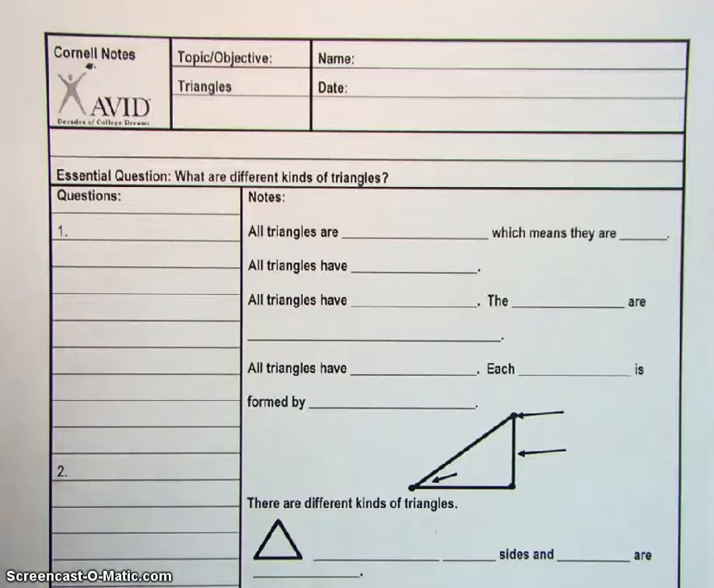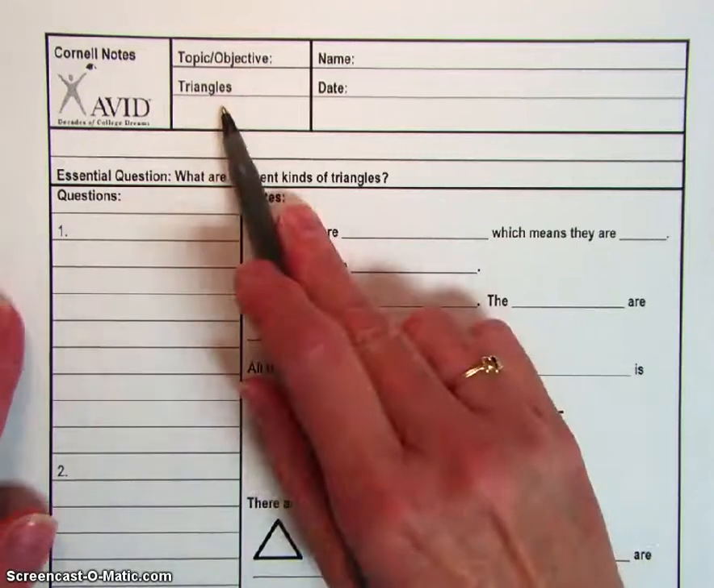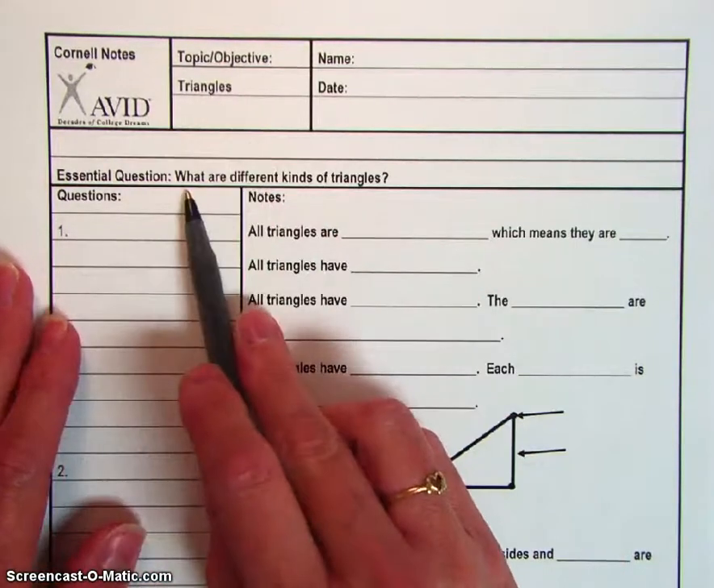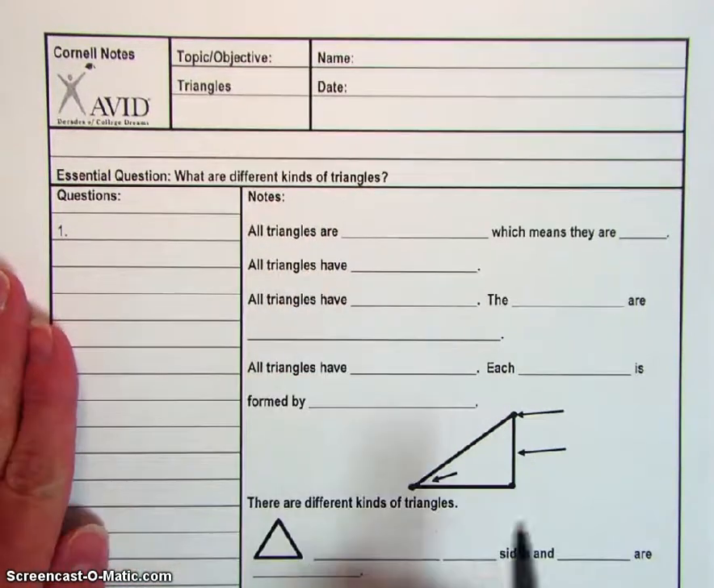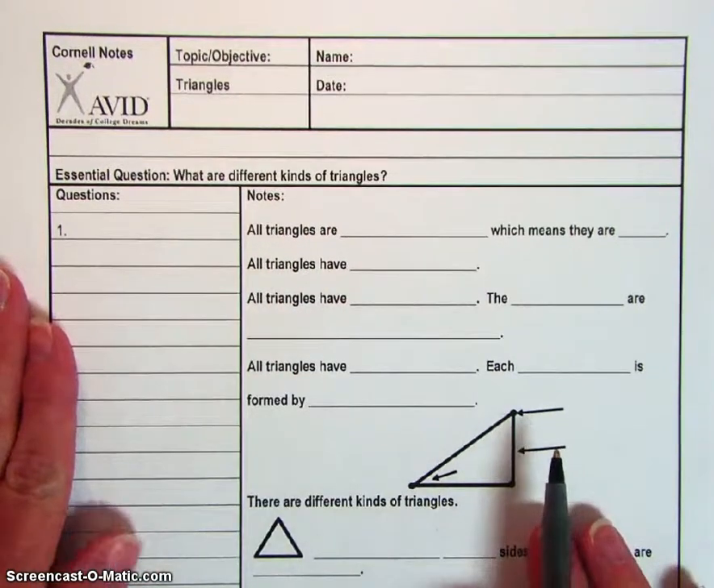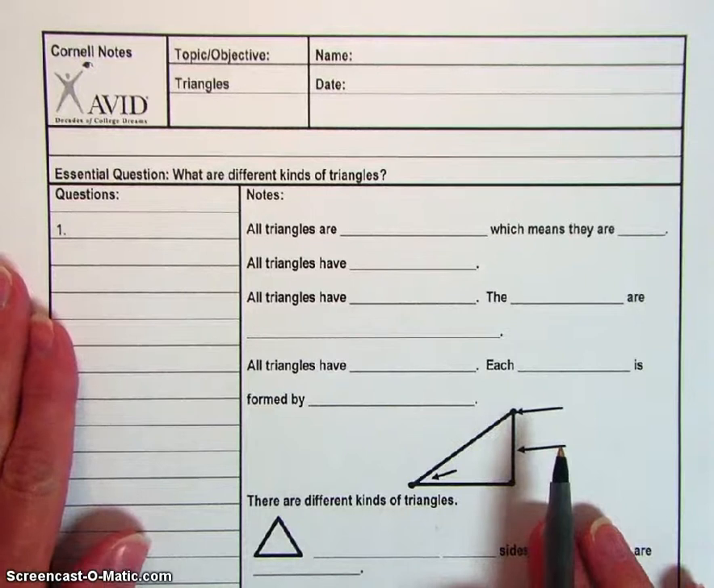Hi everyone! Today we are going to talk about triangles. And our essential question is, what are different kinds of triangles? So before we actually talk about the names of different triangles, let's look at what really makes up the triangles.